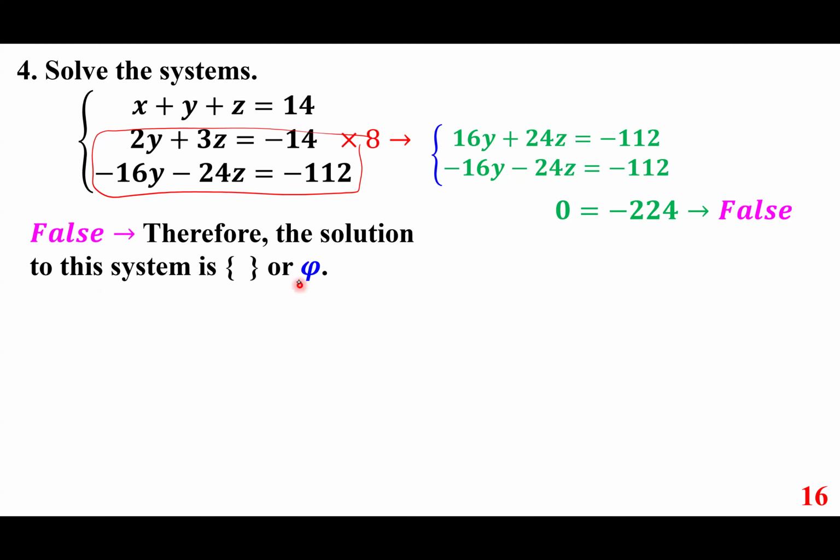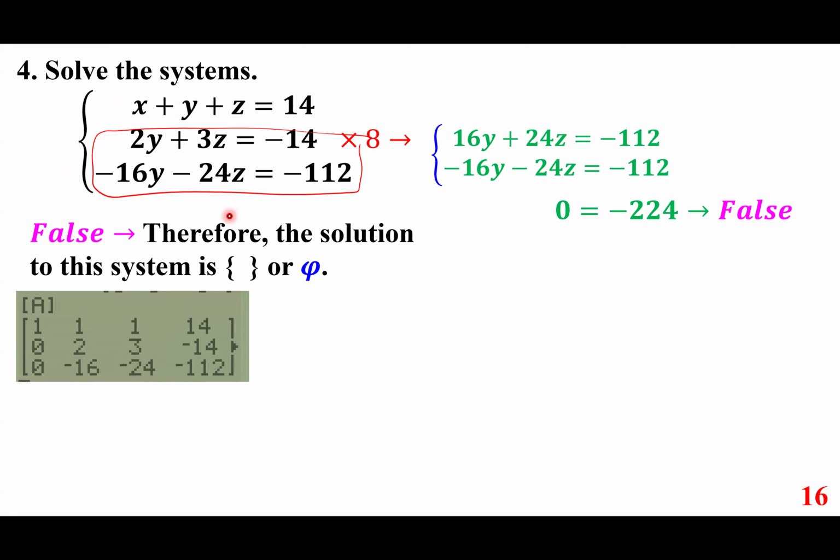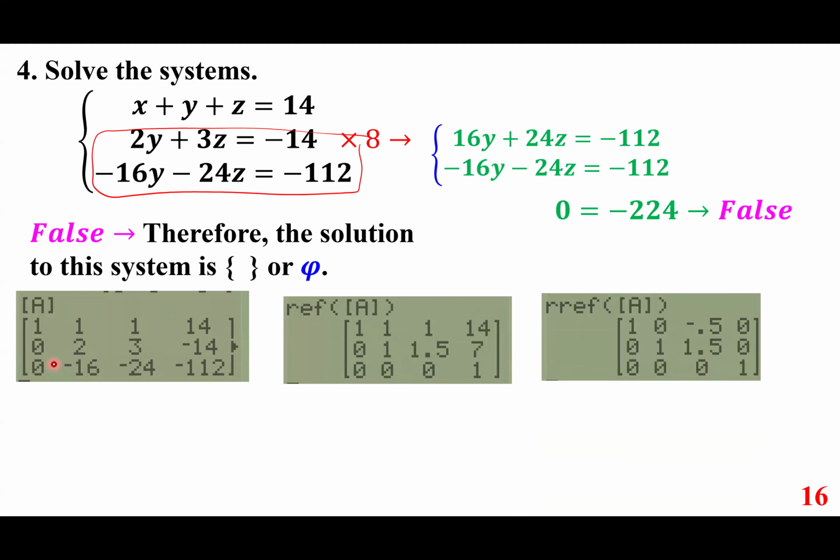There is no solution. If I were to do it by matrices, I'm going to write the augmented matrix. I'm going to go with the row 1, 1, 1, 14. This one, 0, 2, 3, -14. This one, 0, -16, -24, -112. In other words, the second one and the third one don't have any x's, so 0x. I do REF, or if I do RREF, in both cases, look at the last row. All zeros, except the last one. So that means 0x, 0y, 0z. That means simply 0 equals 1.